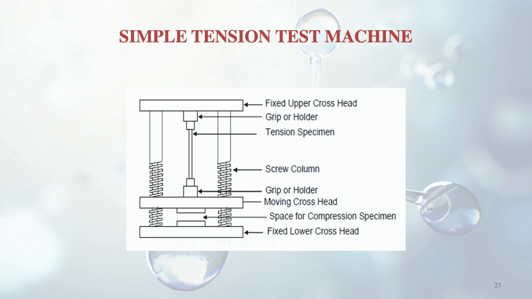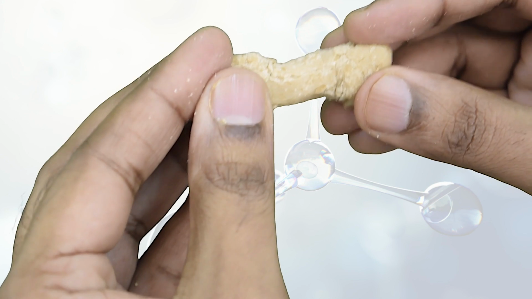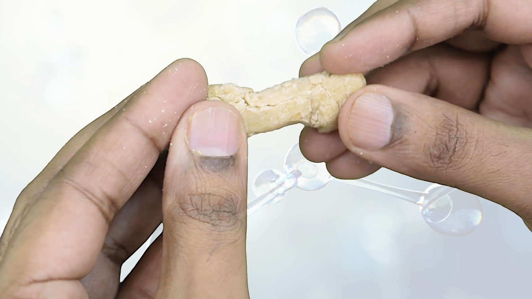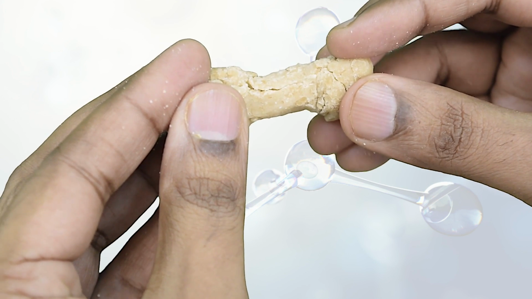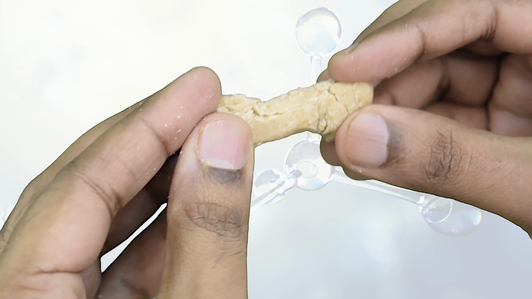Then the screw column is there. This is meant to move the moving crosshead. You can see there is one labeled moving crosshead in the diagram. That is moving, not the fixed crossheads. So to move these, a screw column is required. And a space for the compression specimen is also there, so both kinds of tests can happen here, compression as well as tension. Right now we have discussed the simple tension test. Here you can see the specimen which is subjected to tensile force. See how I am pulling this.